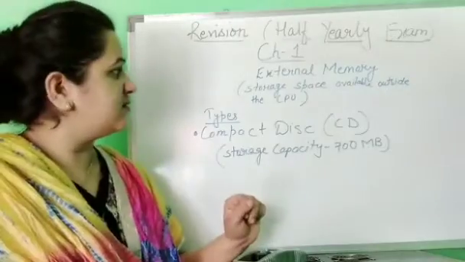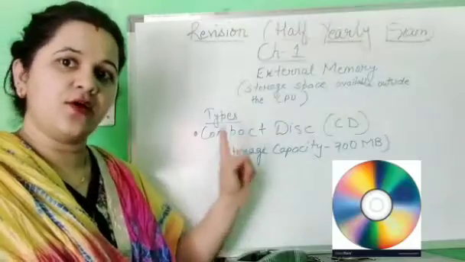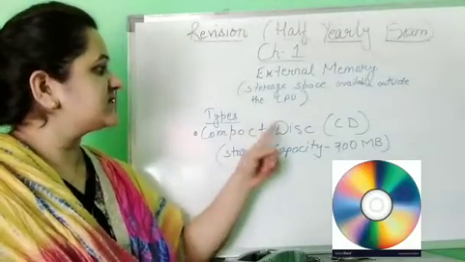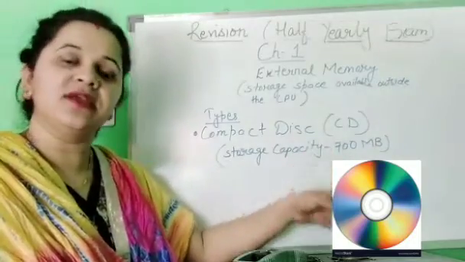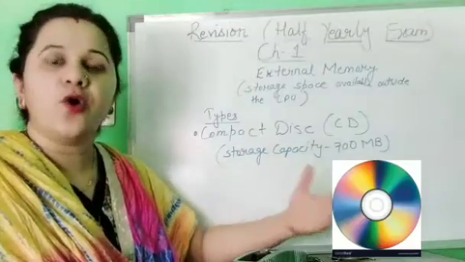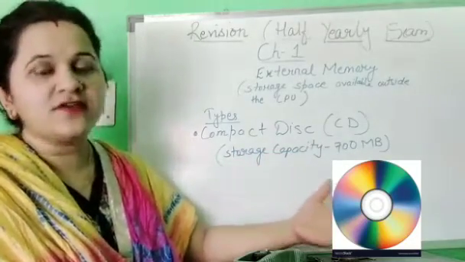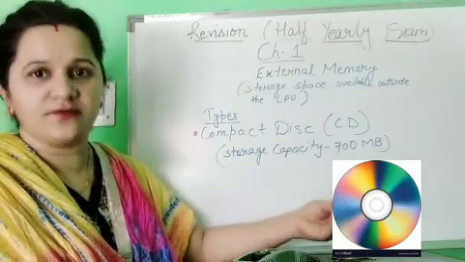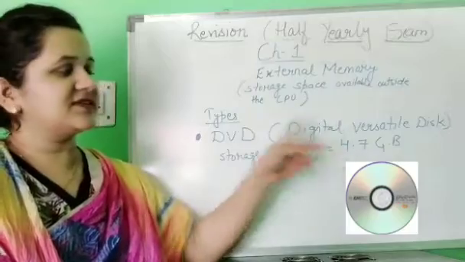Okay children, the next external memory is compact disk, that is CD. The full form of CD is compact disk. Now children, the storage capacity of a compact disk is 700 MB. It is used to store and record audio and videos in digital form, means 0 and 1 form. Next comes DVD. The full form of DVD is digital versatile disk.